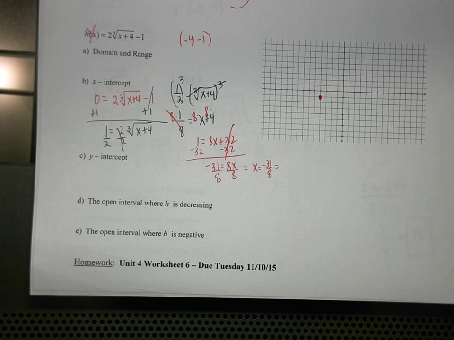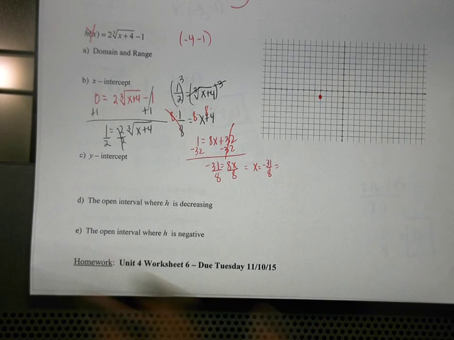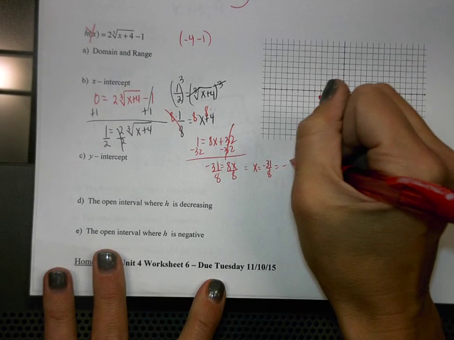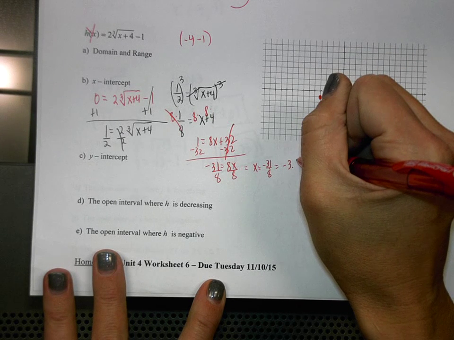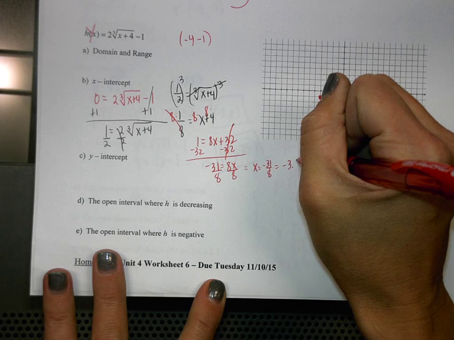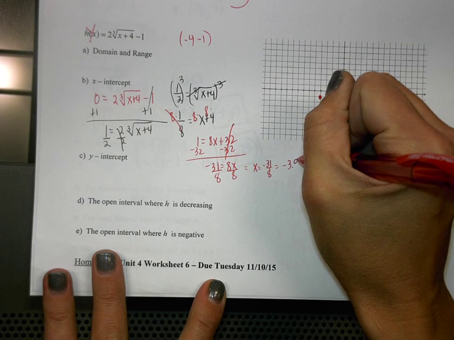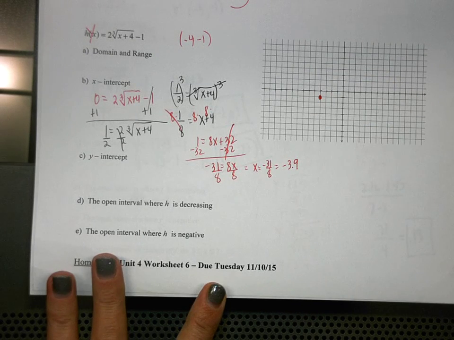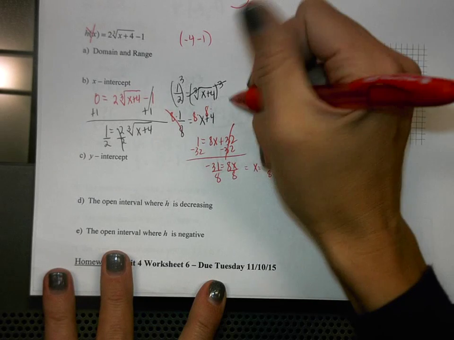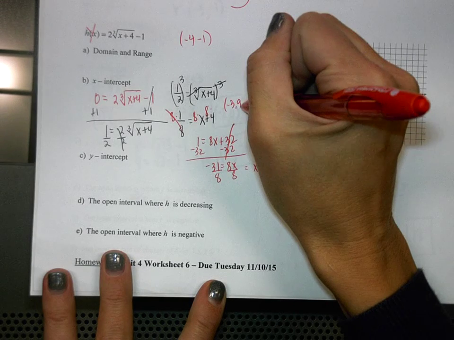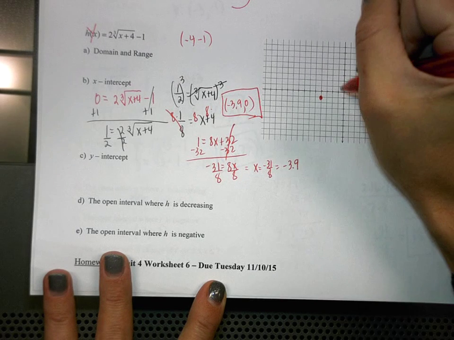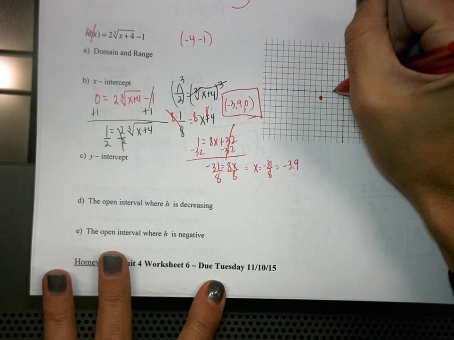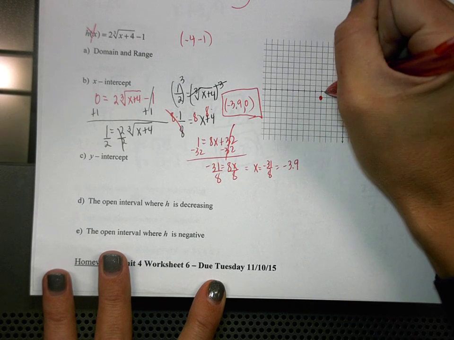Negative 3.875, and so what do we want to round that to? 3.8? 3.9? It's almost 4. Let's do negative 3.9. Okay, and so as our x-intercept, we have negative 3.9 comma 0. And so negative 1, 2, 3.9 comma 0 is right there.